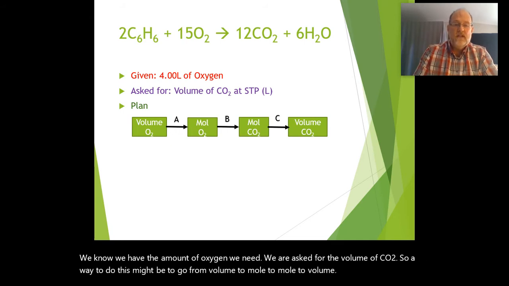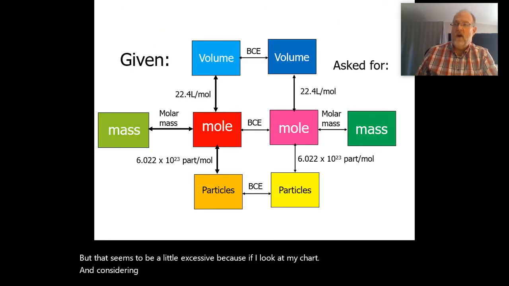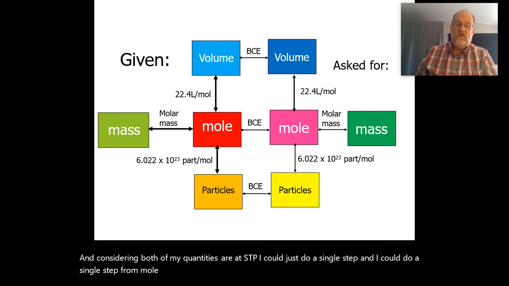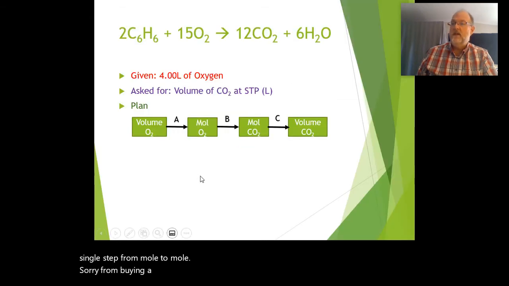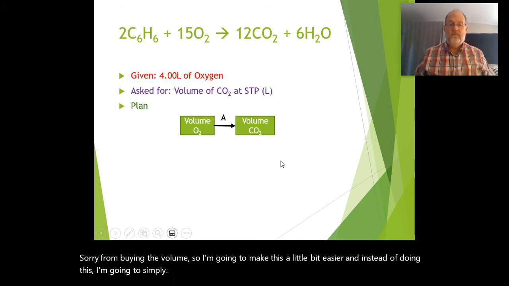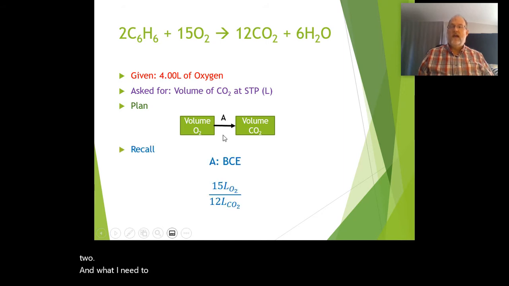But that seems to be a little excessive, because if I look at my chart and considering both of my quantities are at STP, I could just do a single step. I could do a single step from mole to mole. Sorry, from volume to volume. So I'm going to make this a little bit easier, and instead of doing this, I'm going to simply make it a volume to volume. So I'm going to figure out what I need to go between the two, and what I need is the volume ratio from the balanced equation.